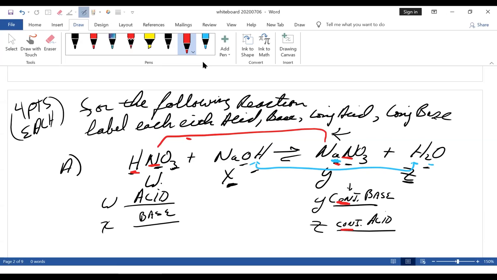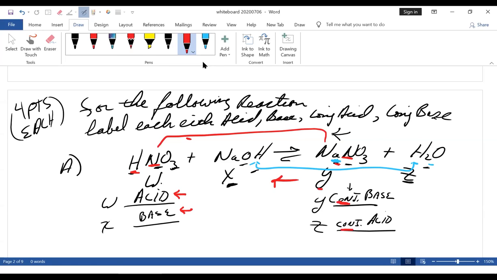Forget about the cation if there is one. Same thing here, the sodium. And now on this side, going from W to Y, you've lost or donated a proton, which is what an acid is. Going from X to Z, you've gained a proton or hydrogen, and you've accepted it. Base, proton acceptor. Now to go to the conjugates, you look at the reverse reaction.